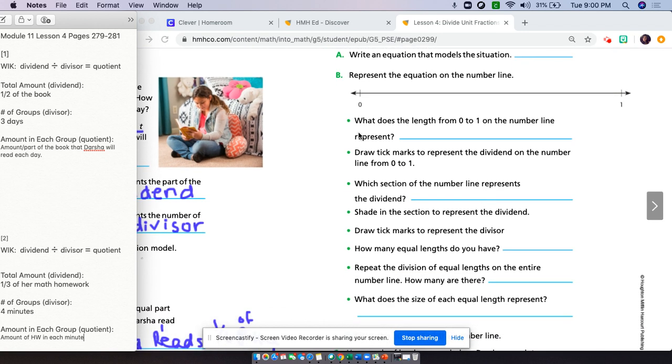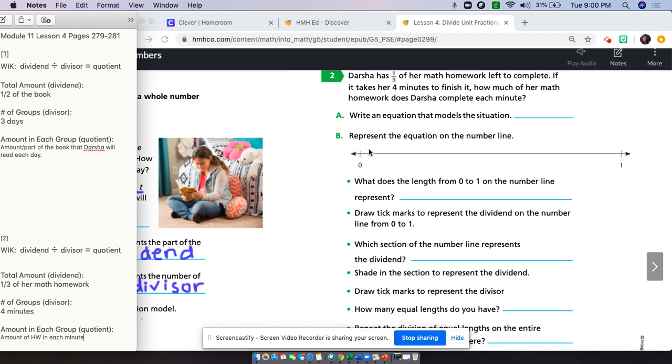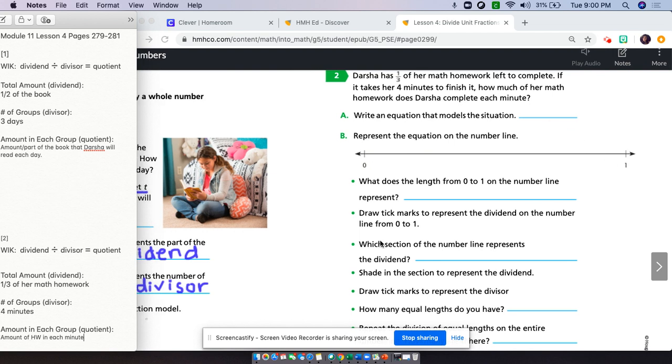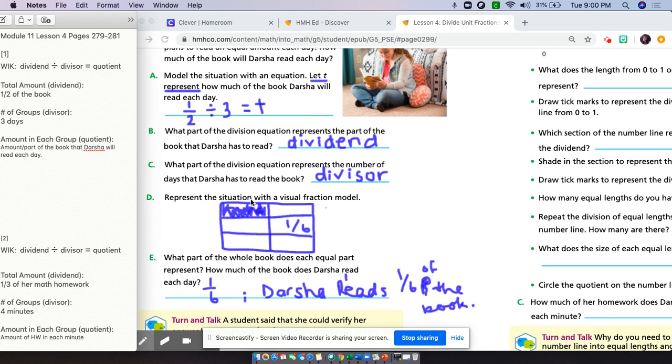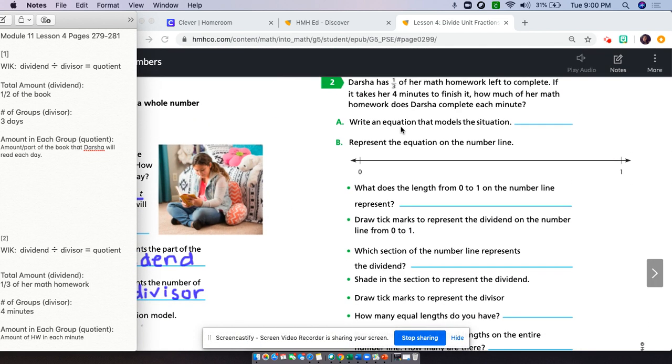Over here, it has lots of bullets to tell you what to do in what order. The first part is, what does the length from 0 to 1 represent on this number line? Remember, 1/3 is the amount of math homework that she has left. So what could 0 to 1 represent? Think about what I did over here. I had the entire rectangle represent the entire book. Then I split it in half to represent the half that she had left. Right? So here, if 1/3 is how much she has left, what could 0 to 1 represent?